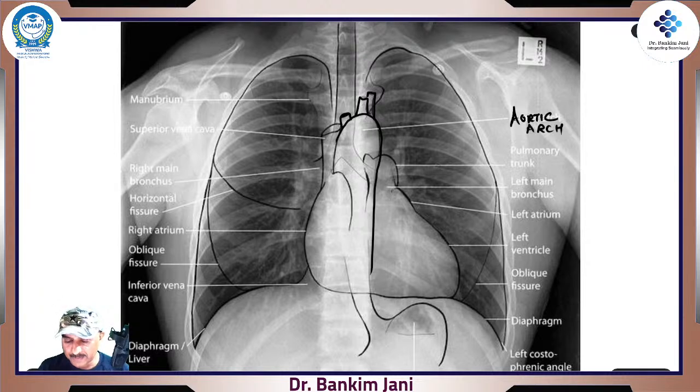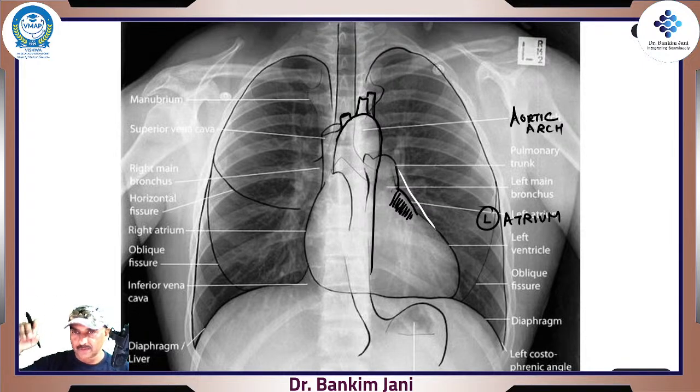Then that one is the pulmonary trunk. And we have got this portion. This you must know, this portion, I'm marking it. This portion is the left atrium. When the left atrium is enlarged, it becomes like this, right? Now, in which condition would the left atrium be enlarged? Well, the left atrium would be enlarged if there is any blockage outside.